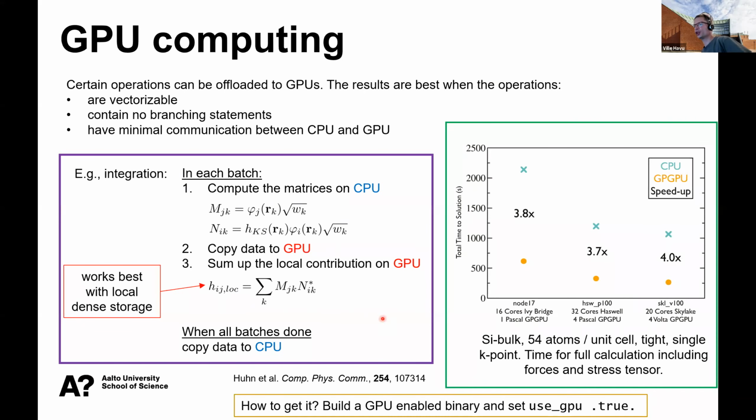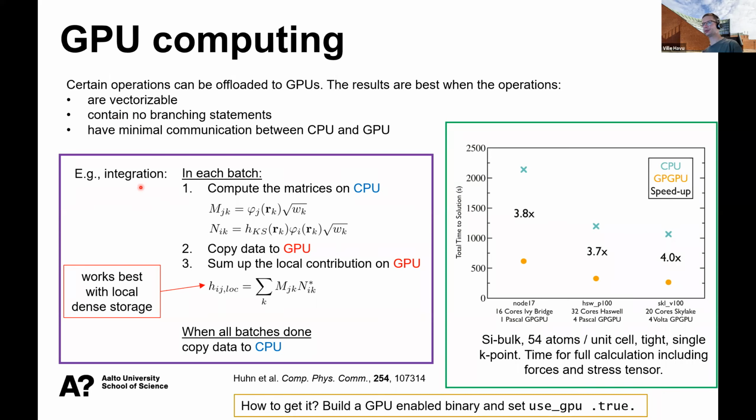I think all my time is almost out also. So a couple of words still, because this relates to the scaling and scalability. You can also do, with AIMS, with the operations I've shown before, especially the integration, GPU computing, which means that certain operations can be offloaded to GPUs. As you know, more and more supercomputers are going to be GPU computers, and this means that at some point you have to do some GPU computing, so it's good that you have algorithms that work on GPUs. The general rule is that you should use algorithms that are vectorizable, have no branching statements, and have minimal communication between CPU and GPU.